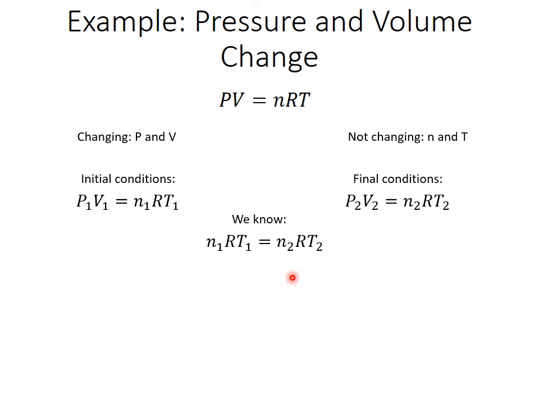If we can say that these two expressions are equal to each other, then we can also say that P1V1 has to equal P2V2. And that's the final expression we write down and that we use. So congrats, we've just derived Boyle's law. Let's take a look at one more example.